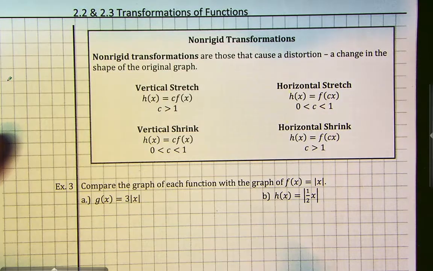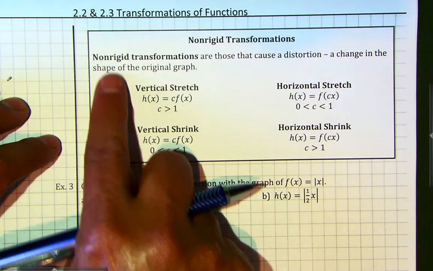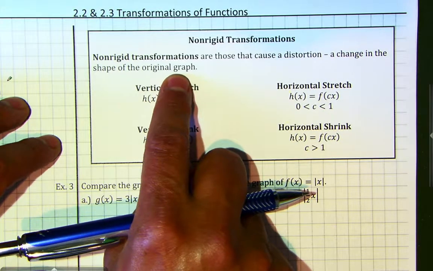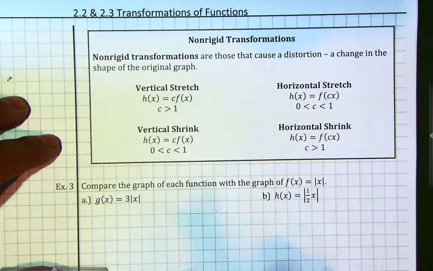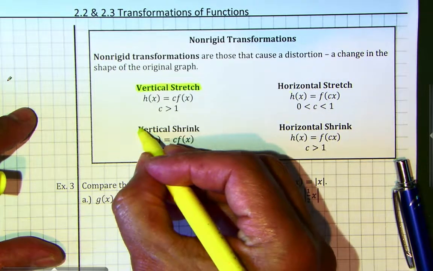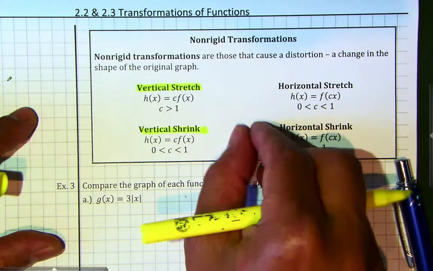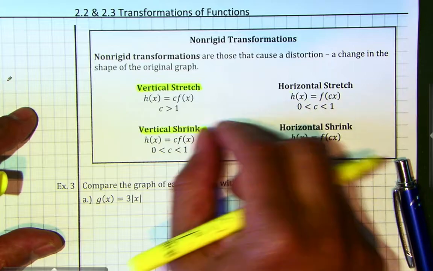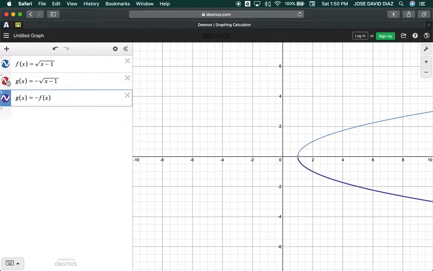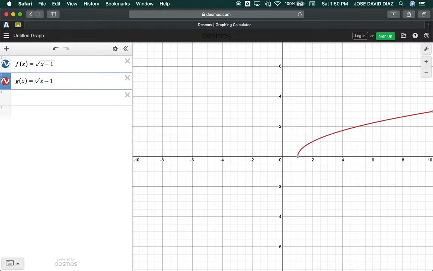In this case, we are covering non-rigid transformations. So non-rigid transformations are those that cause a distortion, a change in the shape of the original graph. So we are going to have a vertical stretch and a vertical shrink. Sometimes before they use the word wider or narrower, we prefer to do a vertical stretch. And if we go into decimals, let's actually go back to the last example. Notice that if we place a negative in here, that reflects it on the y-axis.